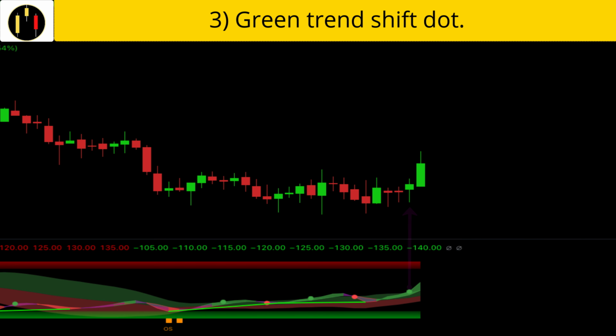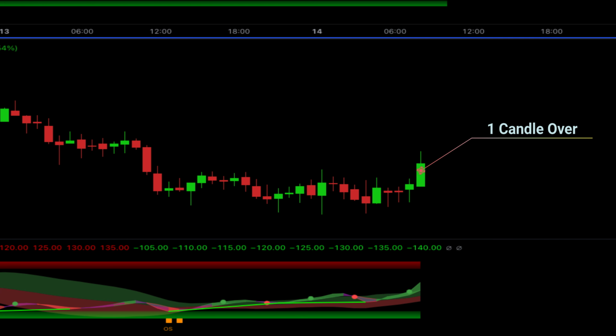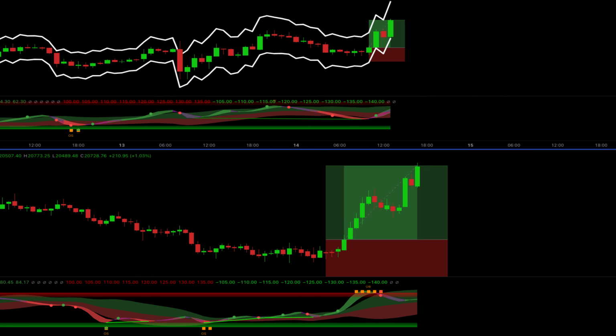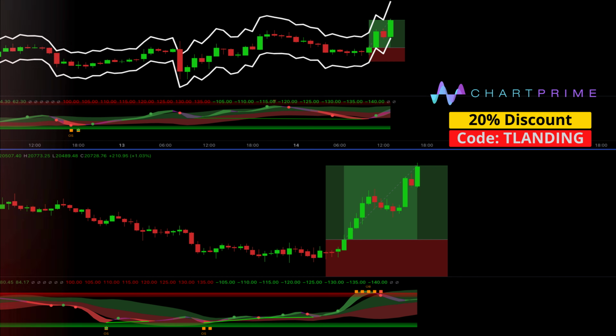Be advised that the dot will appear on the close of the following candle. Our rules are met when this candle closes. That is our trigger candle. We place our stop at 2 times the ATR on the 1-hour chart and target 2 times risk. And long example 1 impulsively hits the target.